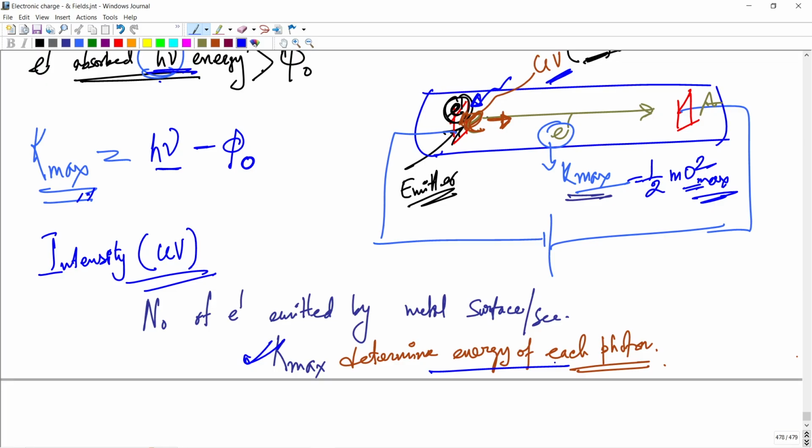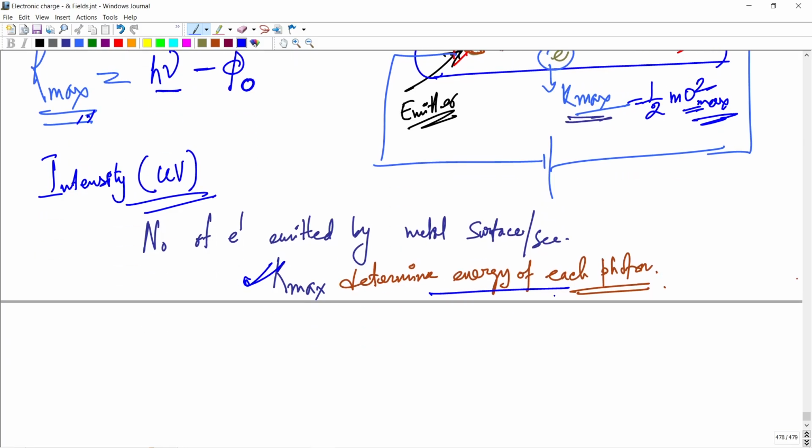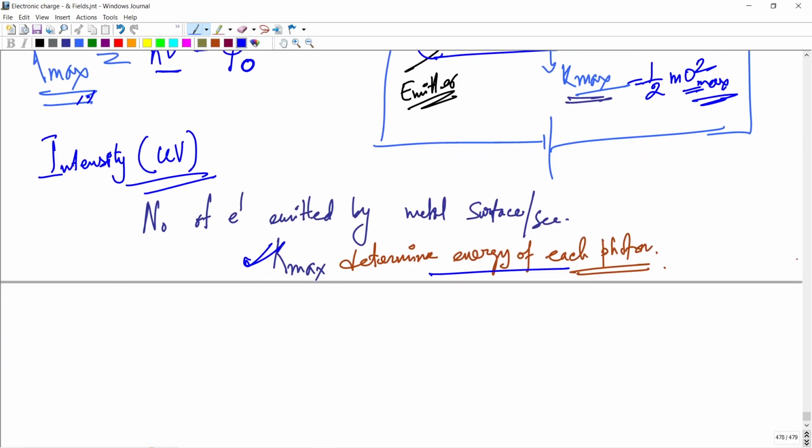So when you treat light as having a particle nature, these are photons. That is the photoelectric effect. Light's wave nature is a phonon and its particle nature is a photon. Further on we will discuss this, but here we discuss that the kinetic energy determines each photon. So K max is directly proportional to the intensity of the incident radiation, mainly UV, right? So more intensity means more maximum kinetic energy.